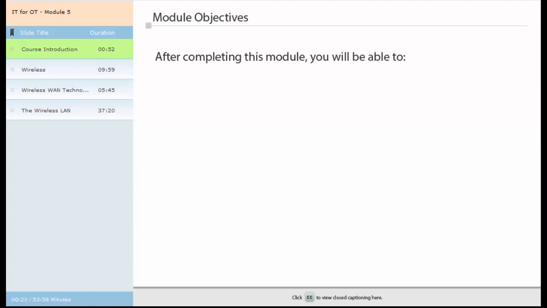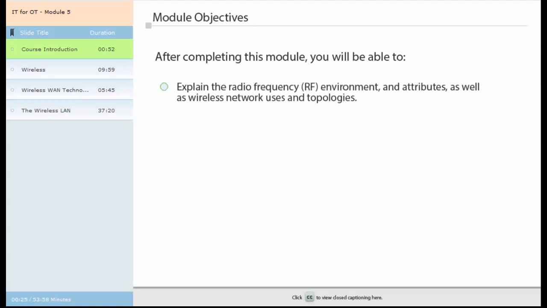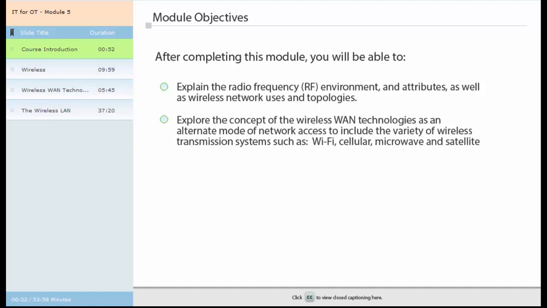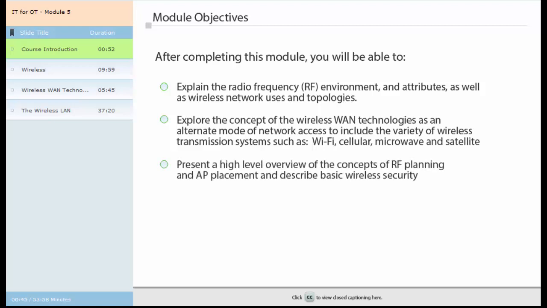After you complete this module, you will be able to explain the radio frequency environment and attributes, as well as wireless network uses and topologies. Explore the concept of the wireless WAN technologies as an alternate mode of network access to include the variety of wireless transmission systems such as Wi-Fi, cellular, microwave, and satellite, and present a high-level overview of the concepts of wireless LANs, wireless mesh, RF planning, and basic wireless security.